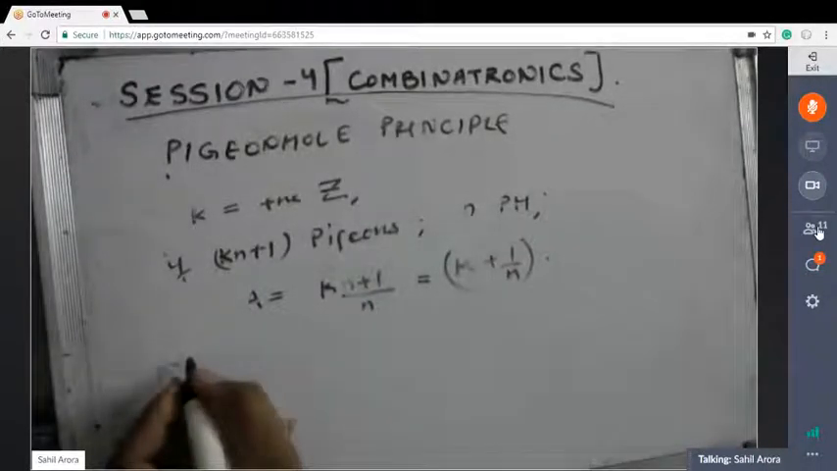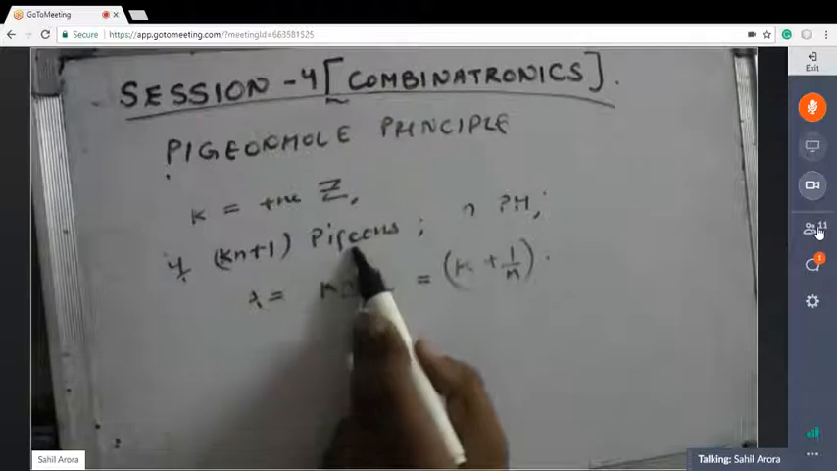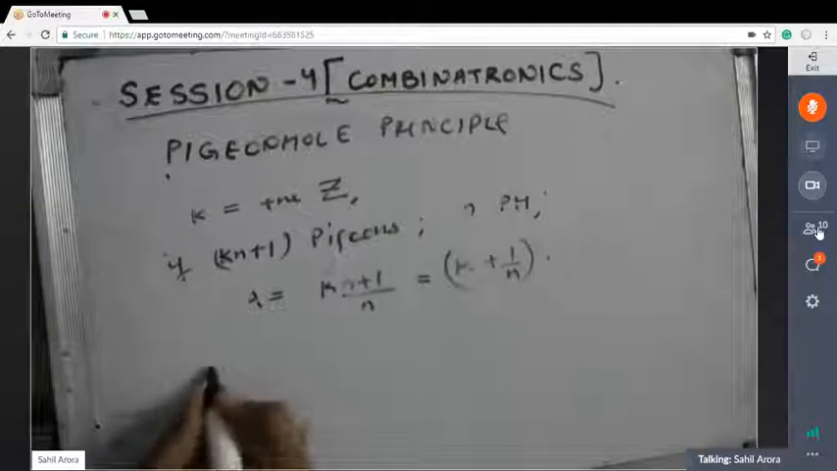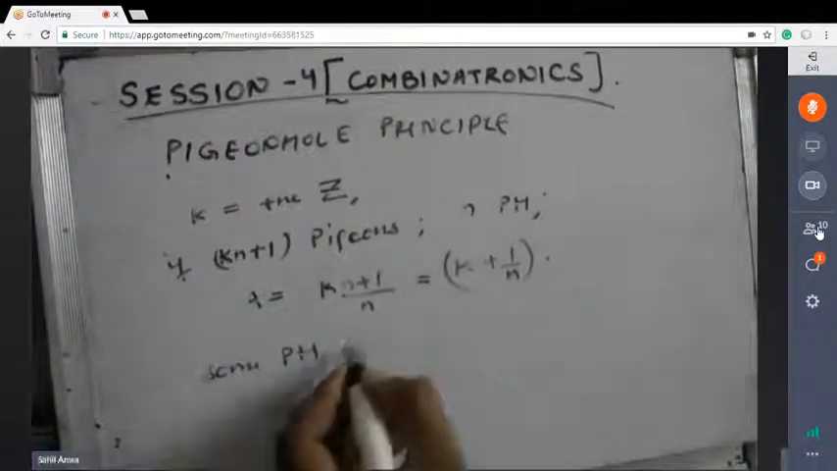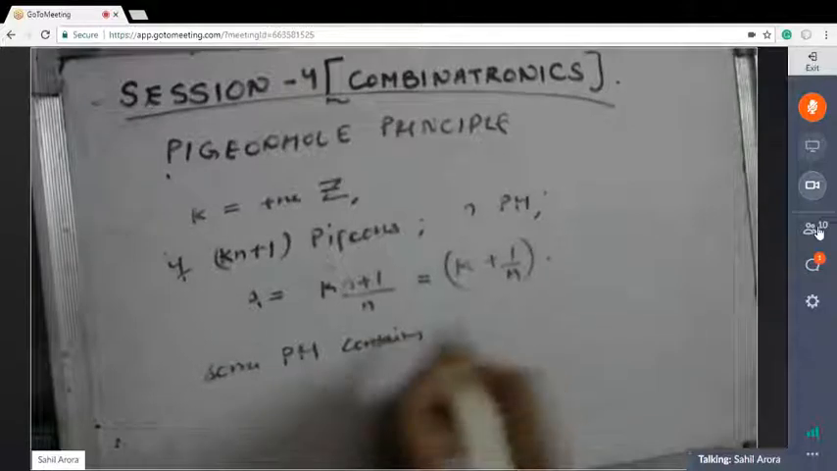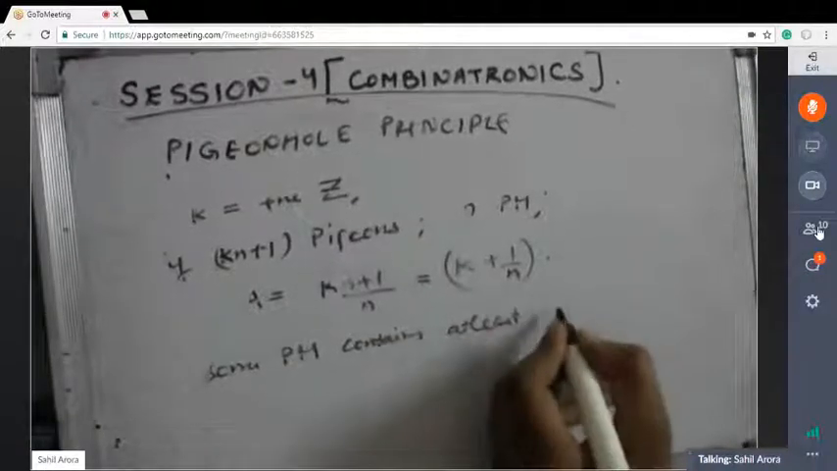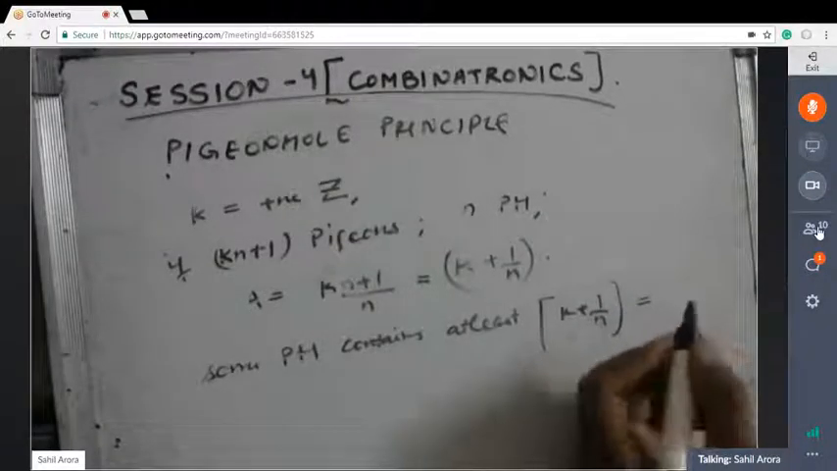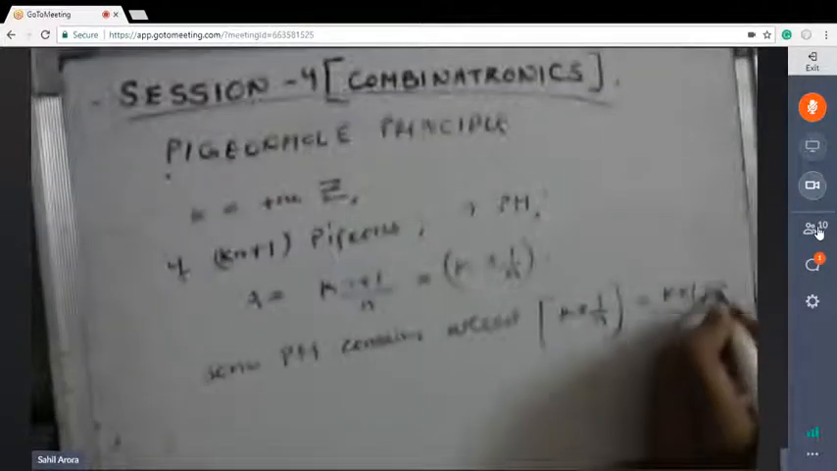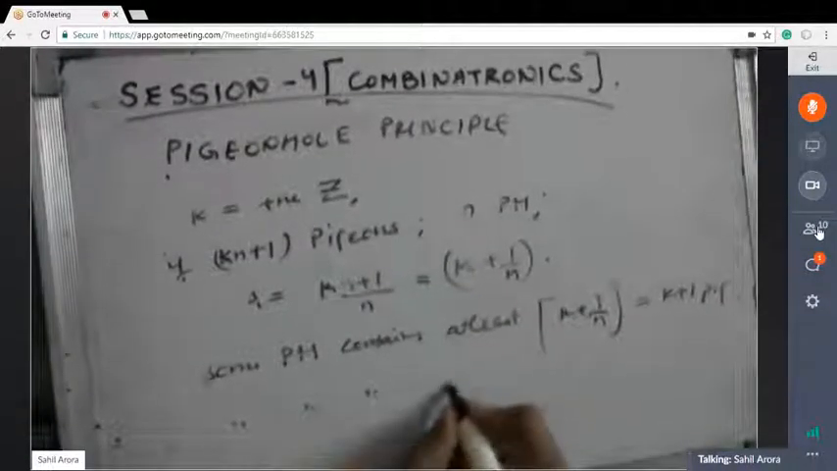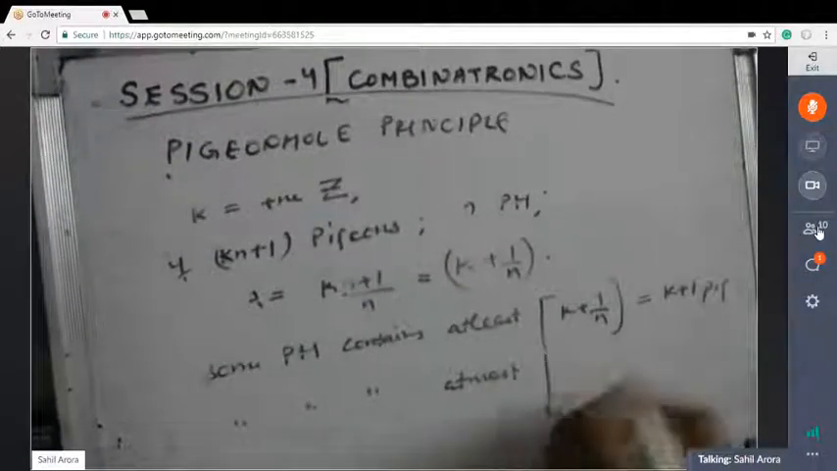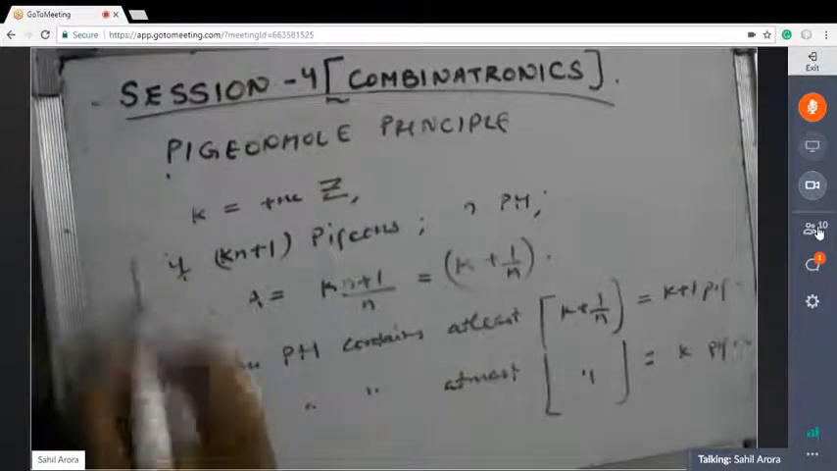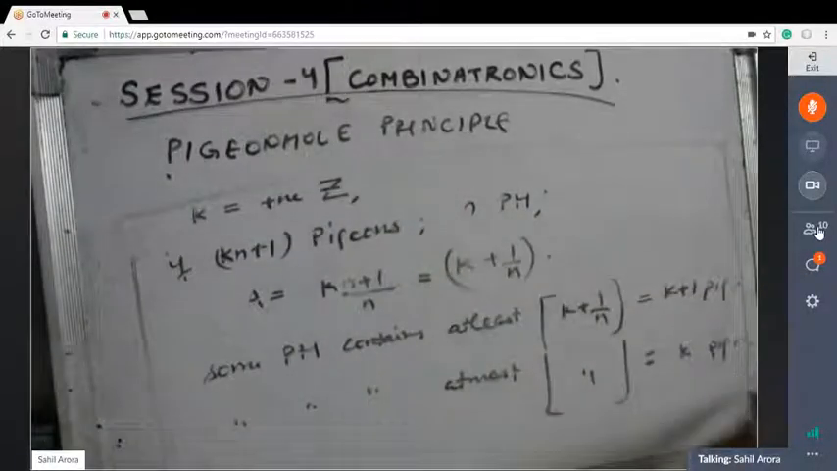So again, we're writing the same thing. If kn plus 1 pigeons are put in n pigeonholes, then the average would be k plus 1 by n. Then some pigeonhole contains at least how much? Some pigeonhole will be consisting of at least the ceiling value of k plus 1 by n, which is nothing but k plus 1 pigeons. And some pigeonhole contains at most the floor value of the same, which is k pigeons. So if you just know this funda, you'll be able to solve every question on pigeonhole principle.